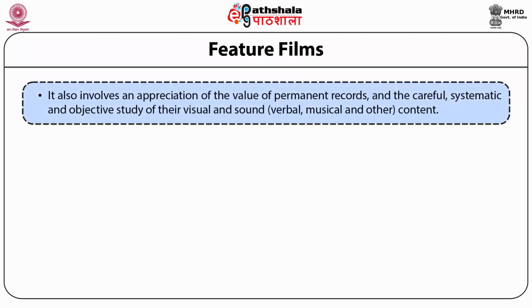Feature films. It also involves an appreciation of the value of permanent records and the careful, systematic, and objective study of their visual and sound, that is, verbal, musical, and other content.